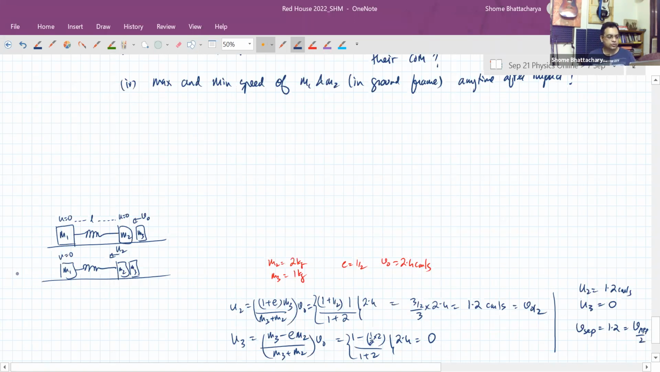Once this is over, forget about that third block. This is this system's initial state, that is, just after impact. M1 and M3 both are at rest, and M3 remains at rest forever. But M1 will of course gain velocity after some time. And M2 has a speed of 1.2 centimeters per second, or v naught by 2, towards the left.